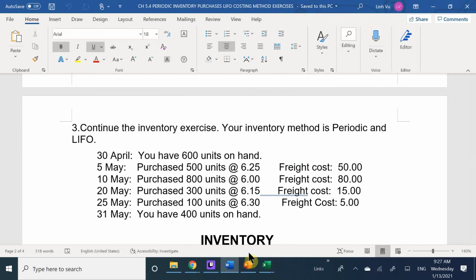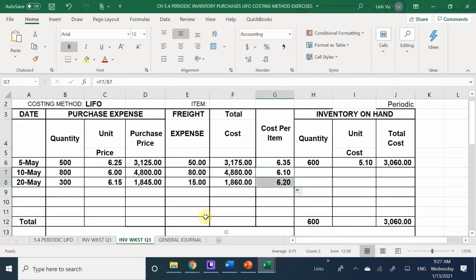So then on May 25th, we also purchased another additional 100 items at $6.30 each with a freight cost of $5. So May 25th, we have 100 items costing me $6.30 with a freight of $5.